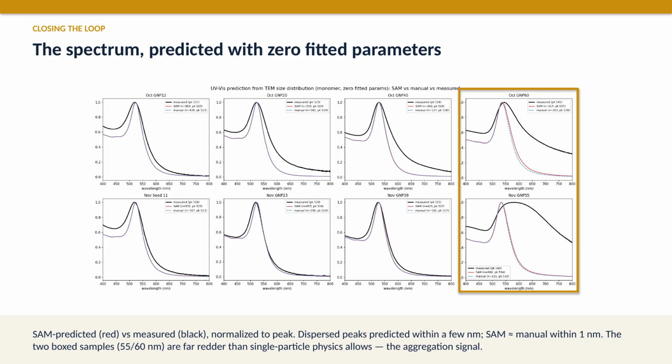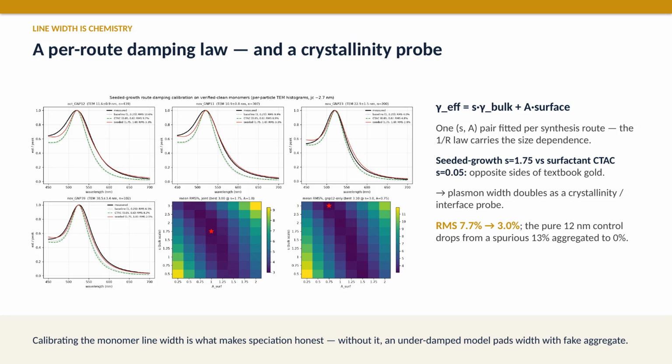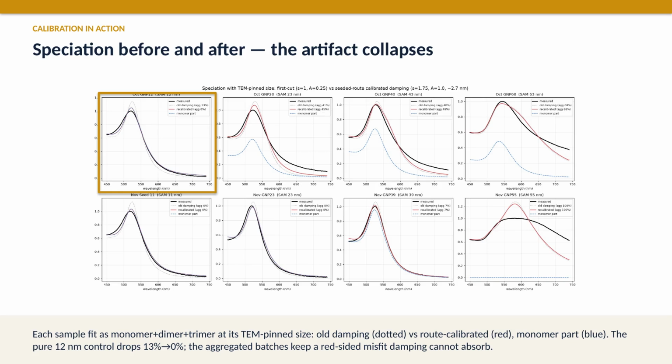To turn that into a number, we first got the monomer line width right. And line width is chemistry. Calibrated per synthesis route, our particles sit on the opposite side of textbook gold, so the plasmon width doubles as a crystallinity probe. Watch the pure 12 nanometer control, top left. Before calibration, it read a false 13% aggregated, after 0. The real aggregates don't collapse. Their red-sided misfit is genuine coupling, not line width.